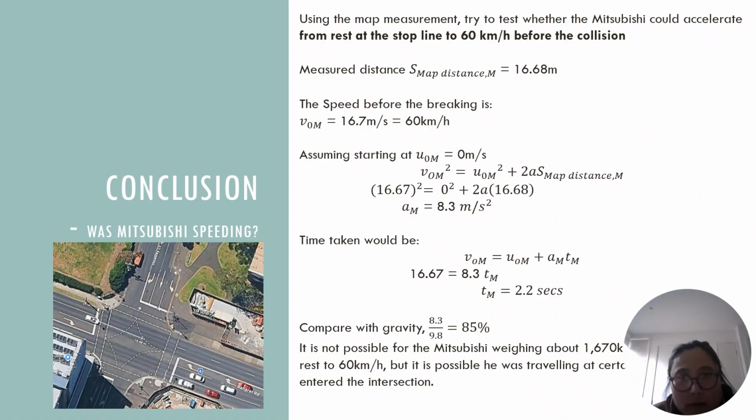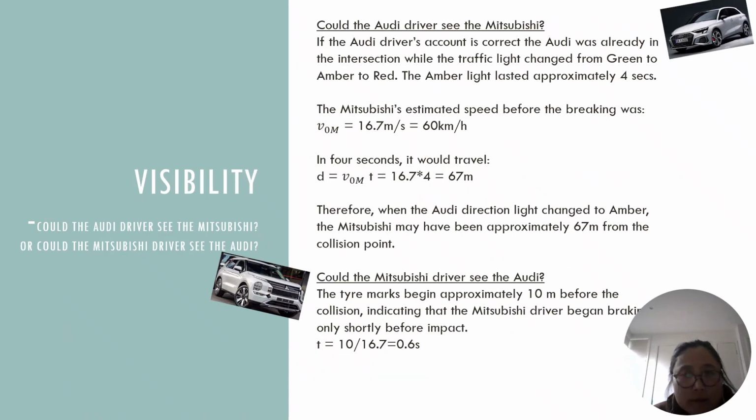Finally, I tested whether the Mitsubishi could have accelerated from rest to 60 kilometers per hour using the measured 61.68 meters. The required acceleration would be approximately 8.3 meters per second squared, which is much greater than the typical acceleration of a family SUV. Therefore, it's much more likely that the Mitsubishi was already traveling close to 60 kilometers per hour before reaching the intersection rather than accelerating from rest.